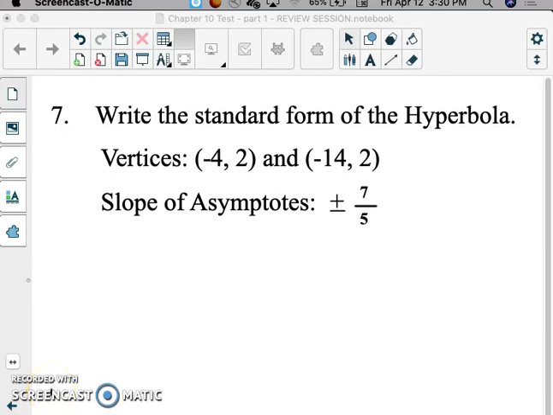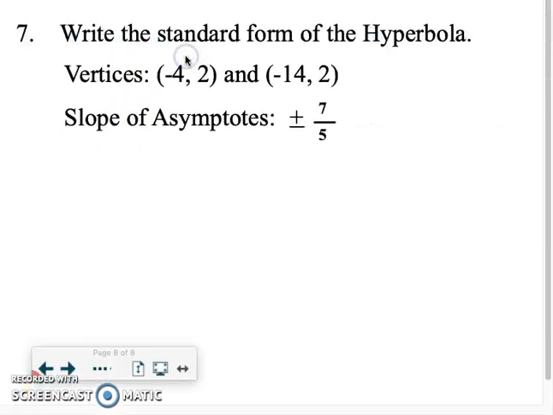All right, last problem that we have here, number 7. As you can see here, we want to write the standard form of the hyperbola, when we know that the vertices are at (-4, 2) and (-14, 2). We also know that the slope of the asymptotes is plus or minus 7/5.